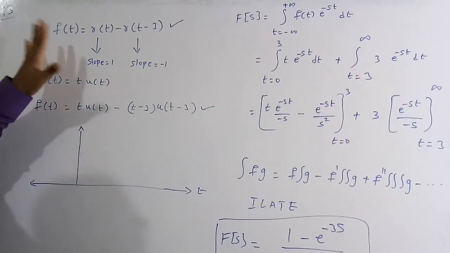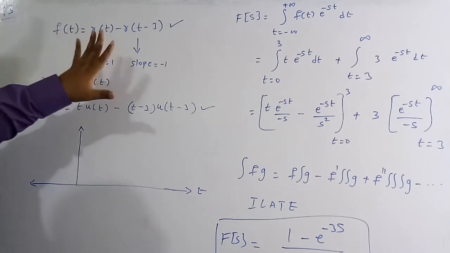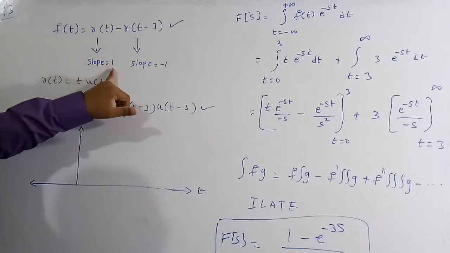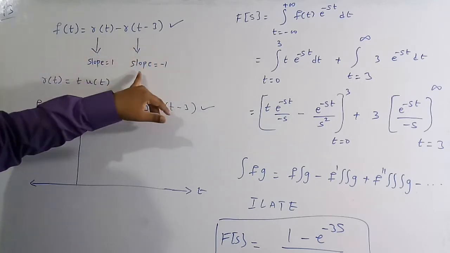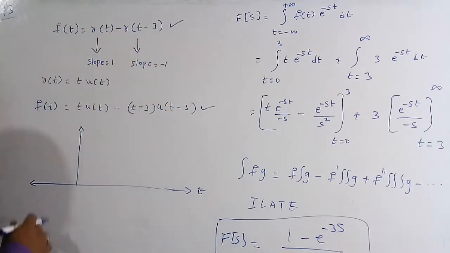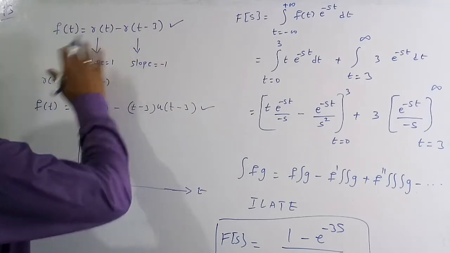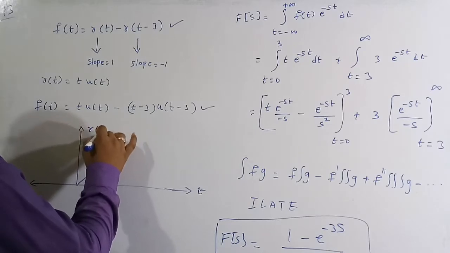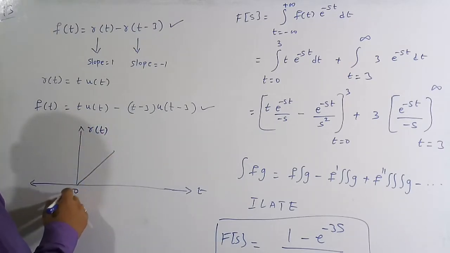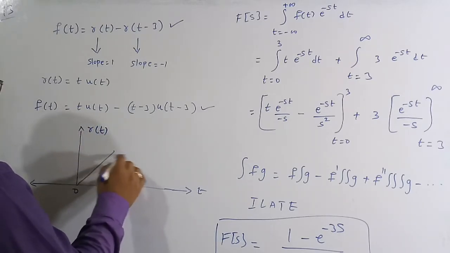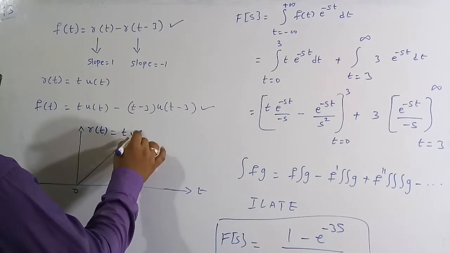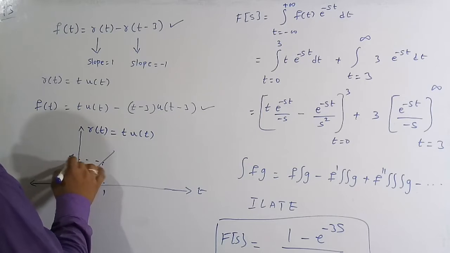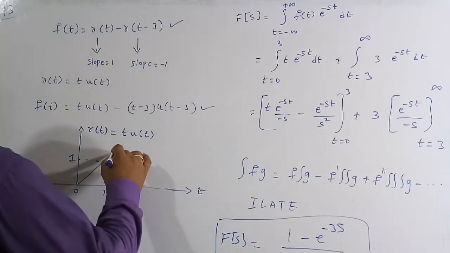So finally now I need to draw this function f of t. The basic idea here is that r of t has a slope of 1, and for r of t minus 3 the slope is minus 1. To draw this diagram, this is r of t. This signal r of t starts from 0, and this is the time t. So r of t is equal to t into u of t. So if its value is 1 at t equal to 1, like this it will be there. This is r of t.